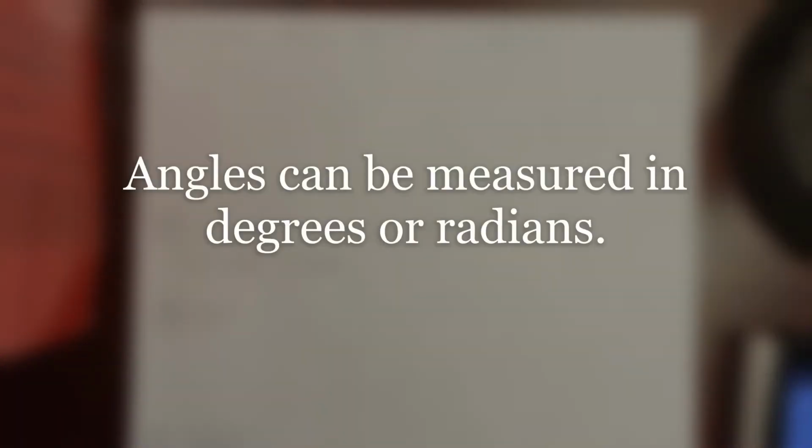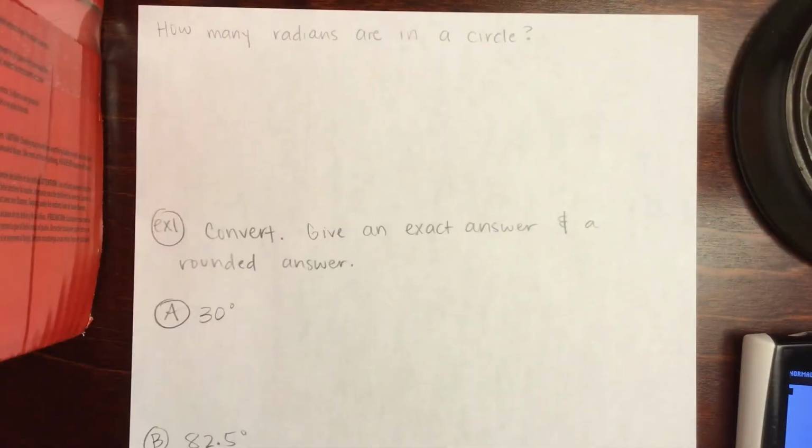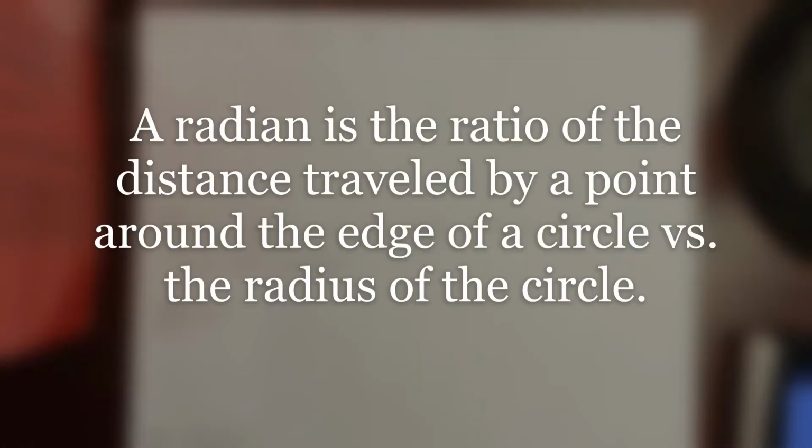Angles can be measured in degrees or radians. Most people are more familiar with degrees, but you are going to have to use radians a lot if you plan to take calculus, so I'm going to try and focus us on radians this semester. What is a radian? A radian is the ratio of the distance traveled by a point around the edge of the circle to the radius of the circle.